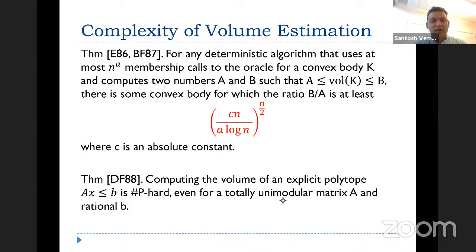So the other hardness result here is by Dyer and Frieze, and that says that even for an explicit polytope, so this lower bound of Elekes, Bárány and Füredi has to do with constructing sets that might not be very easy to represent or have short representations. However, the theorem of Dyer and Frieze says that even if you give me an explicit polytope, it's sharply hard for extremely well structured polytopes to compute the volume.